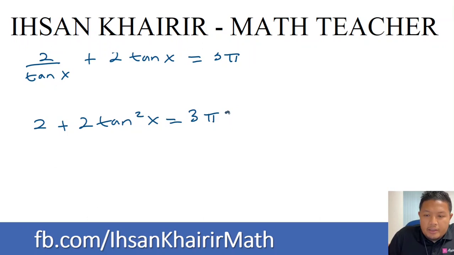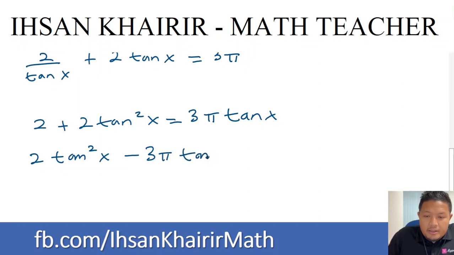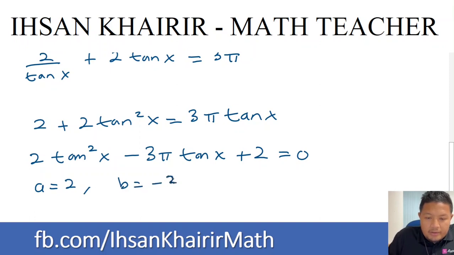3 pi tangent x. Now, if we move everything to one side and rearrange, we'll get 2 tangent squared x minus 3 pi tangent x plus 2 equals 0. So this is a quadratic equation in tangent x. Let's extract a, b, and c in this case. So a would be 2, b is negative 3 pi, and c would be 2.